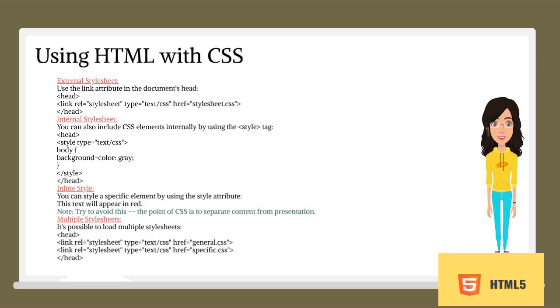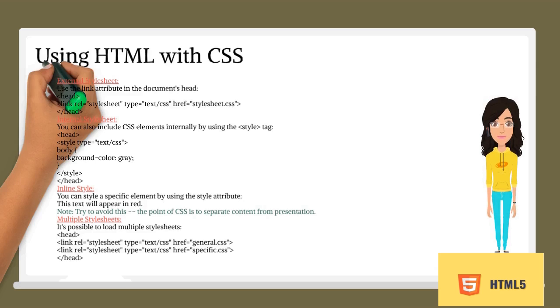Second is the internal style sheet. You can also include CSS internally by using the style tag, as the code is on the screen, and multiple internal style sheets can be included in the program as well.